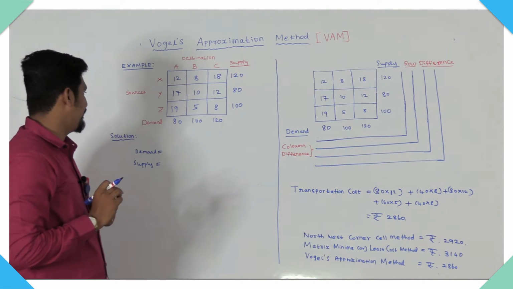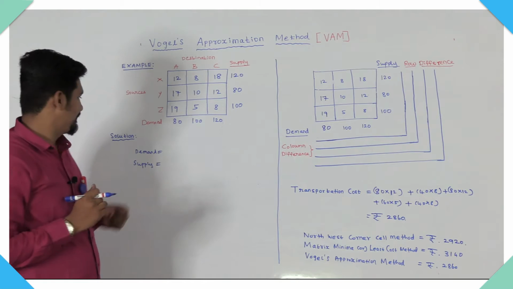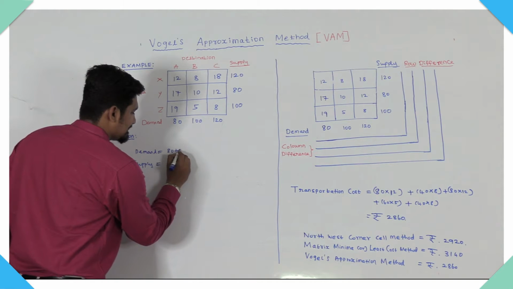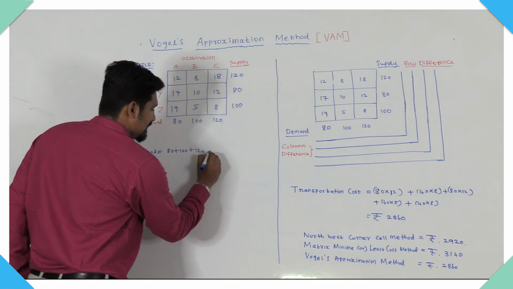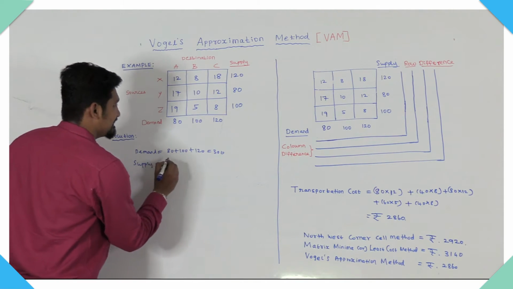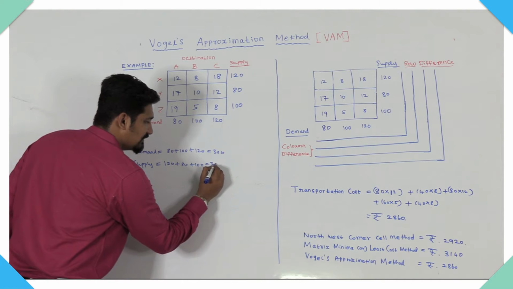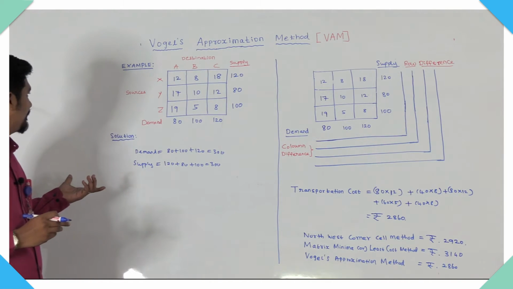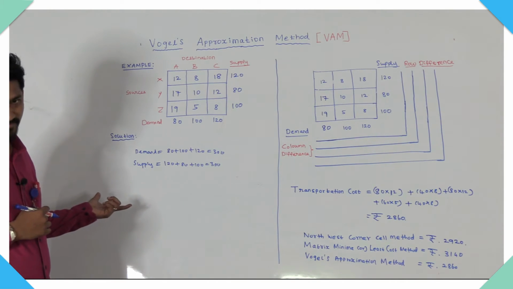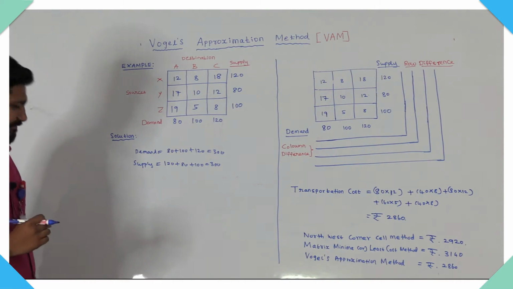Just check whether it is a balanced transportation problem or an unbalanced transportation problem. Now see the demand: 80 plus 100 plus 120 is equal to 300. Now the supply: 120 plus 80 plus 100 is equal to 300. According to this problem, total demand is equal to total supply, so it is a balanced transportation problem. With this example, we can proceed.